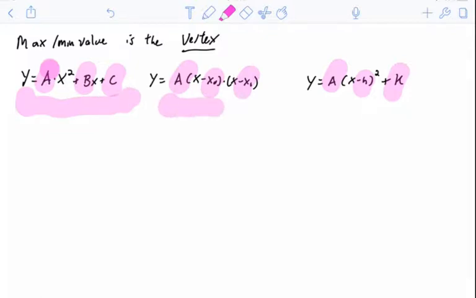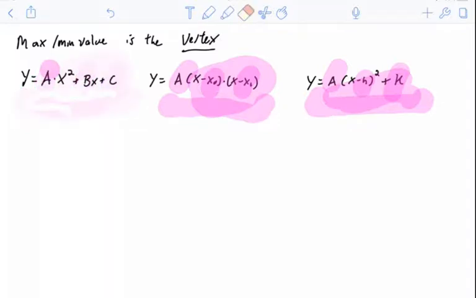A is going to be the same. But h and k in this one are going to be two different numbers than x0 and x1 in this one, and are generally going to be two different numbers than b and c in this one. Okay? But you only need three numbers. And so the idea here is, if I can figure out what those three numbers are, I'm golden for switching between them. Sometimes it's an easy thing. All I have to do is expand.